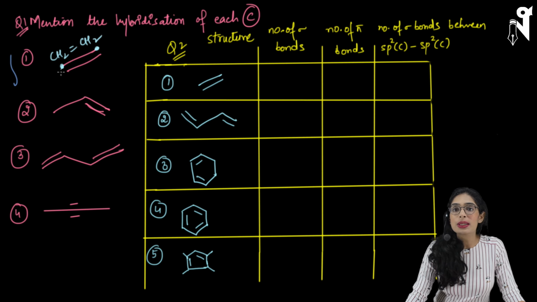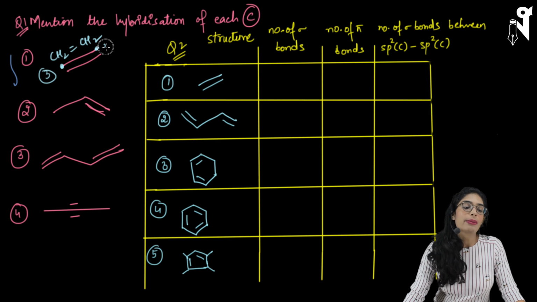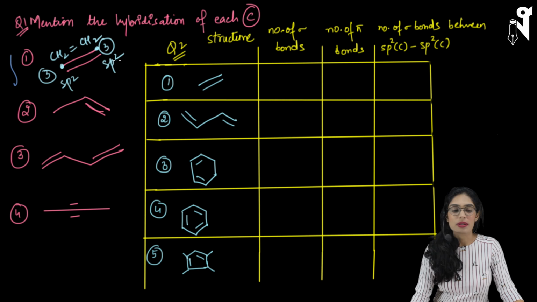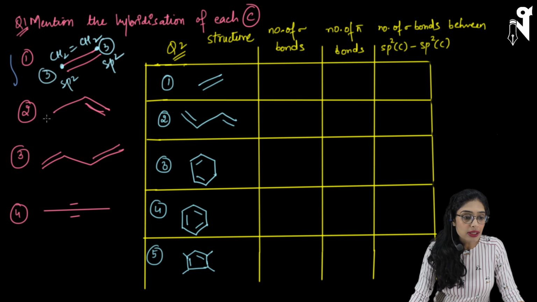Total number of sigma bonds, what we have is 3 in the first case and 3 in the second case. So hybridization comes out to be sp2 and sp2 for both the carbons. Okay, now look at this carbon, carbon, and carbon. So what is this compound?